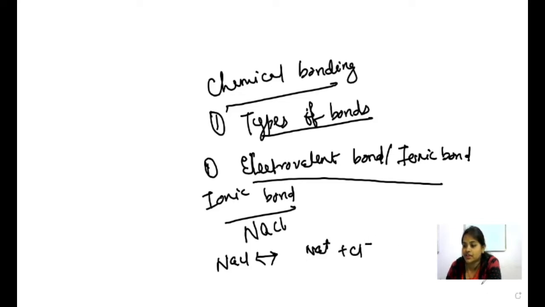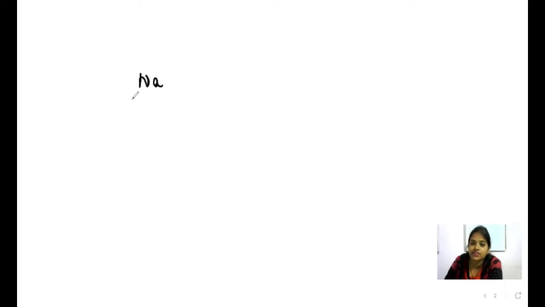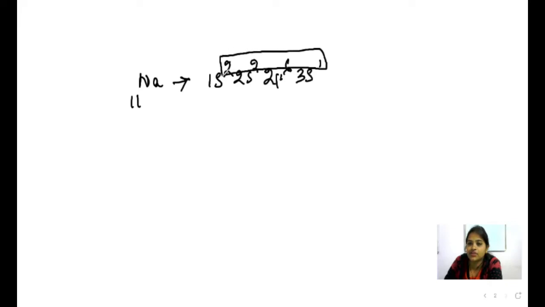If we consider the electronic configuration of Na and Cl: Na has the atomic number 11, and its configuration is 1s2, 2s2, 2p6, and 3s1. All these powers are the number of electrons. If we add them, we get the sum of 11, that means 11 electrons, which is the atomic number of sodium. Overall, if you write this, it is 2, 8, 1. So 1 is the valence shell electron of the sodium atom.